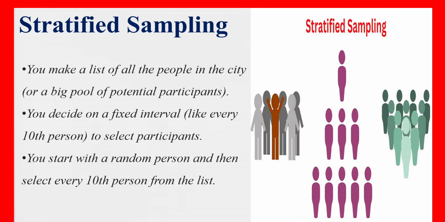Next comes stratified sampling. Stratified sampling is like inviting people from different neighborhoods in the city to ensure you get a good mix of people from each area. Here you first divide the city into smaller groups or strata based on characteristics like age, income or location. Then you take a random sample from each stratum. So imagine you have a survey of 100 people in a city with 5 neighborhoods A, B, C, D, E. You divide the city into these 5 strata and take a random sample of 20 people from each neighborhood.